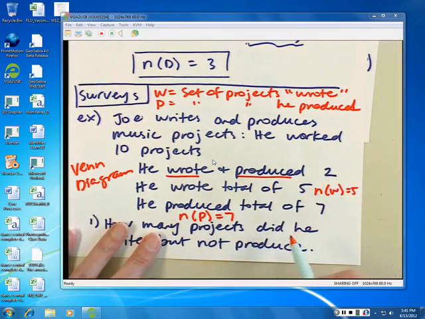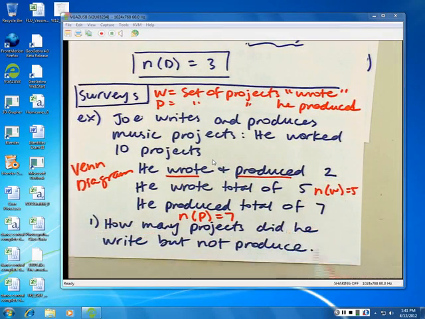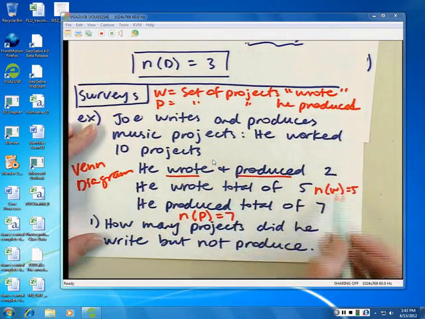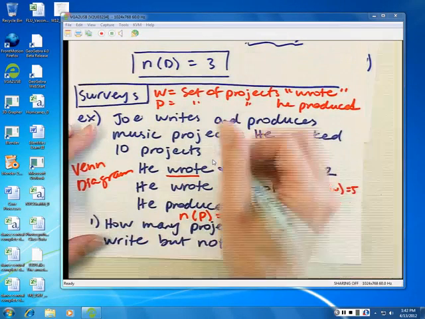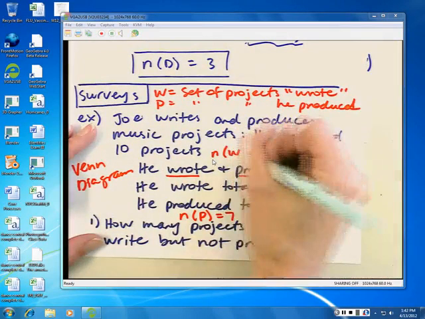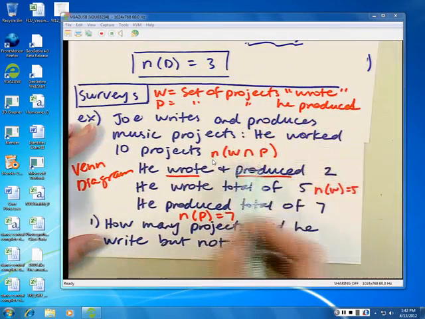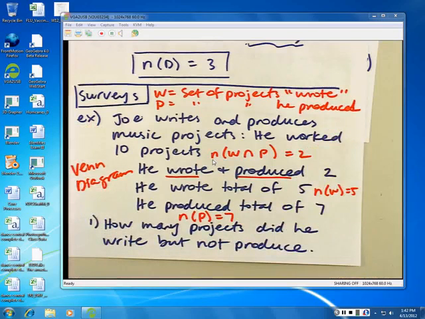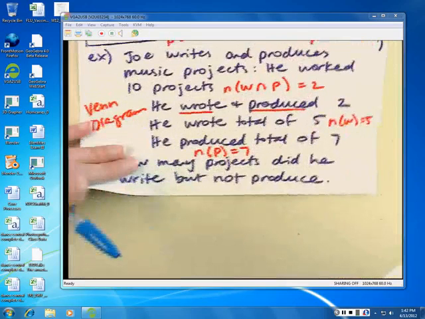So wrote and produced, that means we're looking at the number of projects where he did both. So these are the projects that are in the intersection of those two sets. So the number in the intersection, wrote and produced, they share these in common, is equal to 2. Okay, so I'm going to quit with my symbols and move on to a Venn diagram. We're going to take this information and put it into a Venn diagram.